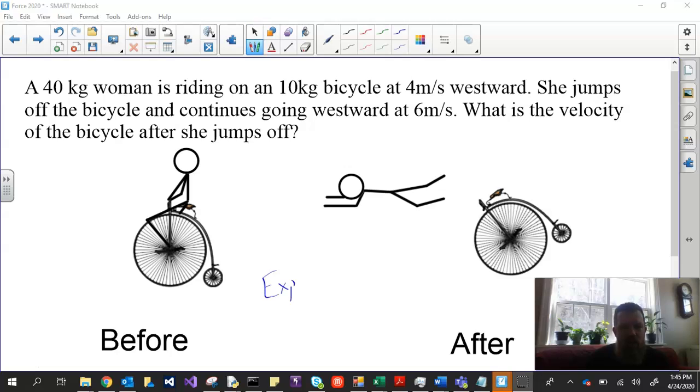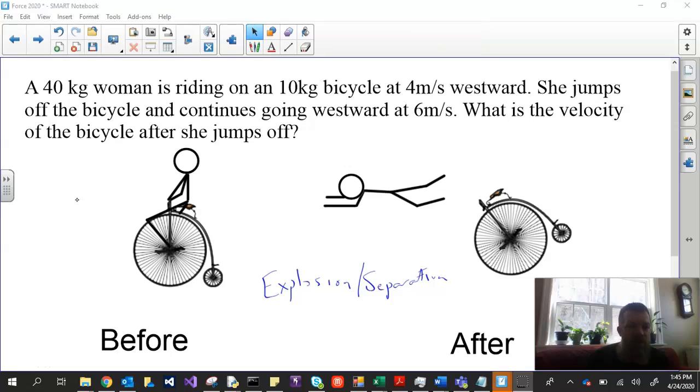So I'm just going to write explosion/separation. And the formulas use A and B and C, but we don't need to use A and B and C. I'm going to put my givens down on here.